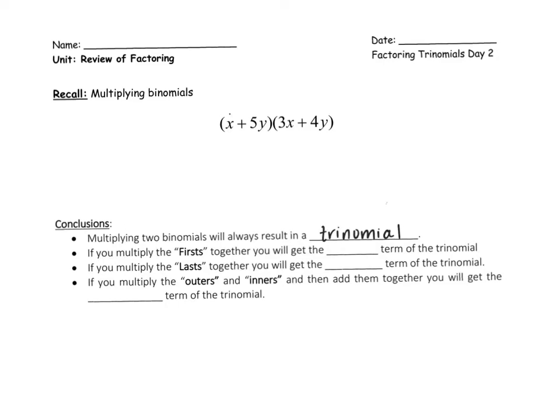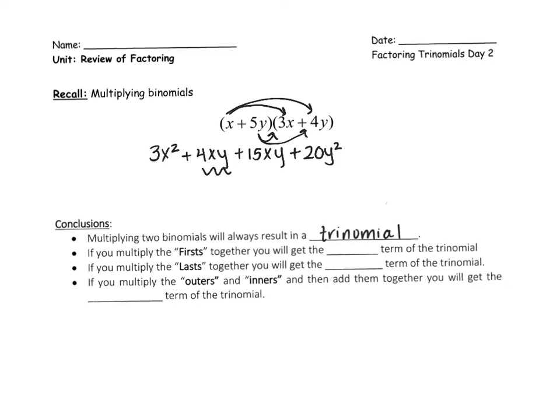So we're going to multiply x times 3x, that gives me 3x squared. x times 4y gives me 4xy, or you could write it yx. And then 5y times 3x is 15xy. And then 5y times 4y is 20. 5 times 4 is 20. y times y is y squared.